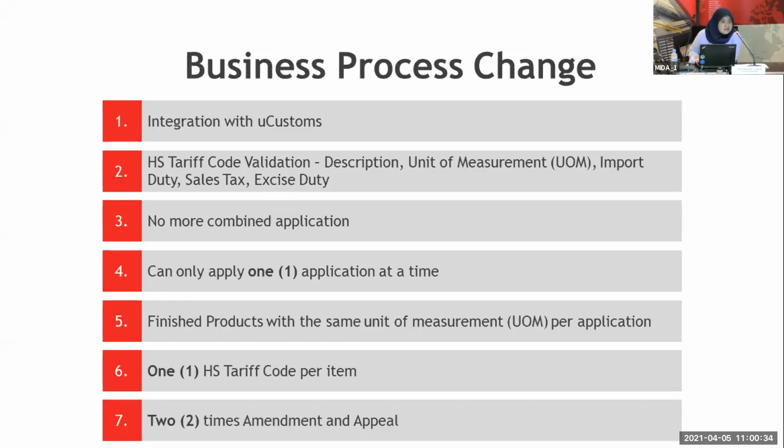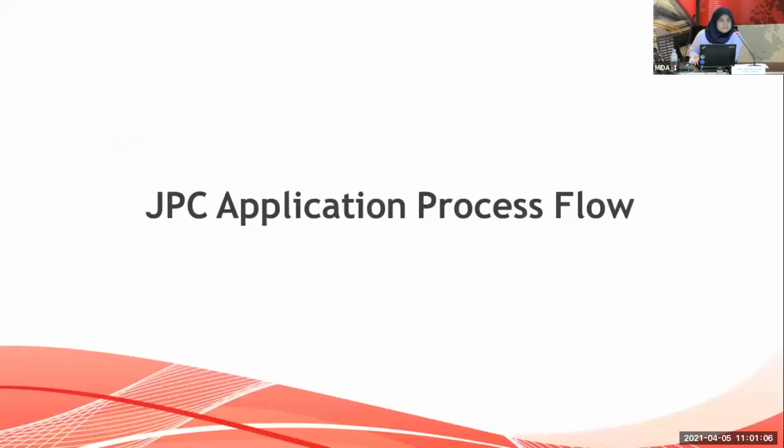Okay, and lastly, only 2 times of amendment and appeal is allowed. We have logic in the system to cater for this, so you will notice that if you try to proceed with the amendment or appeal application the third time or fourth time, the button will be disabled because we have logic in place to control this. Okay, next will be the application process flow.